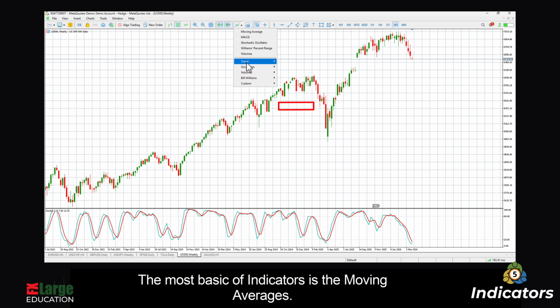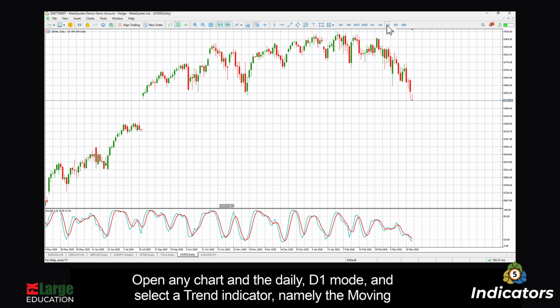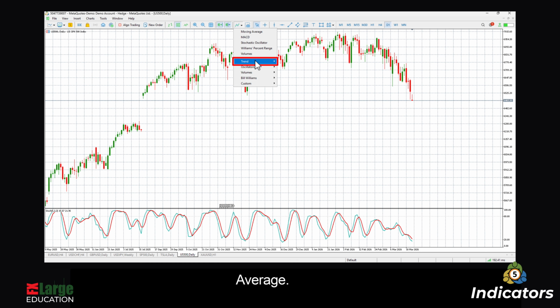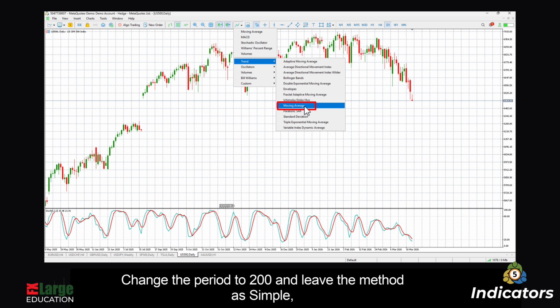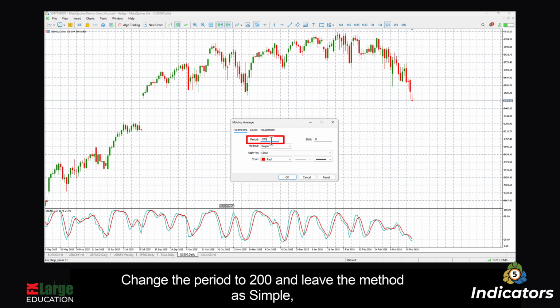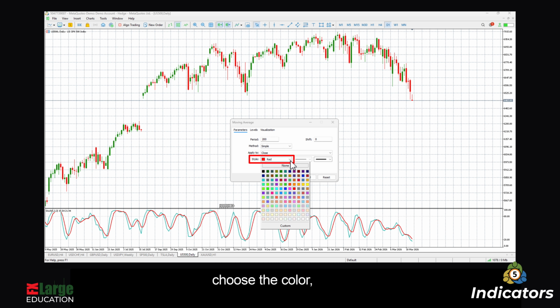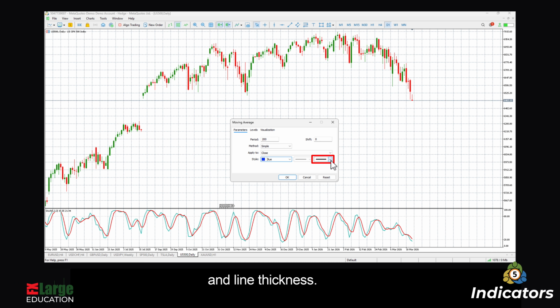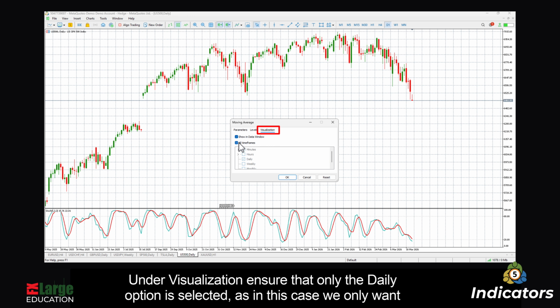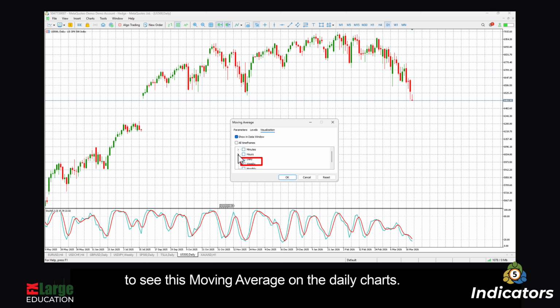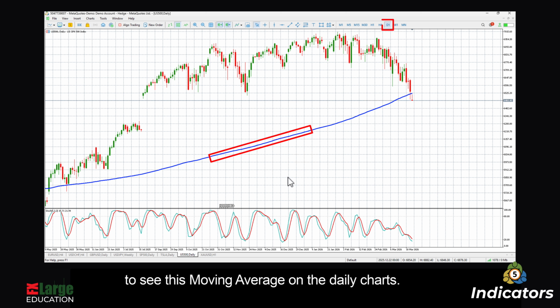The most basic of indicators is the moving average. Open any chart in the daily D1 mode and select a trend indicator, namely the moving average. Change the period to 200 and leave the method as simple. Choose the color and line thickness. Under Visualization, ensure that only the daily option is selected, as in this case we only want to see this moving average on the daily charts.